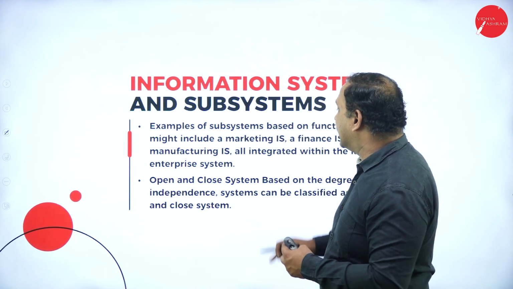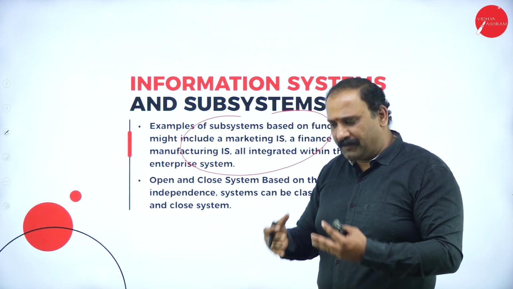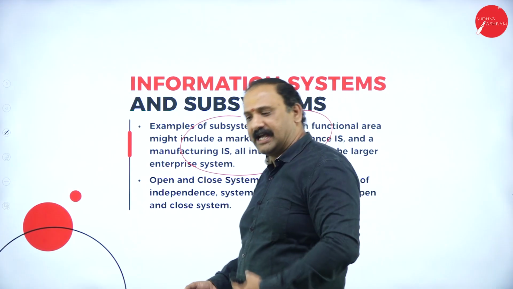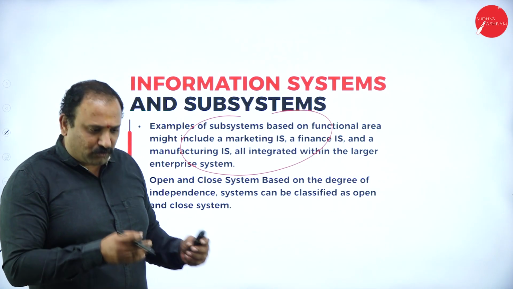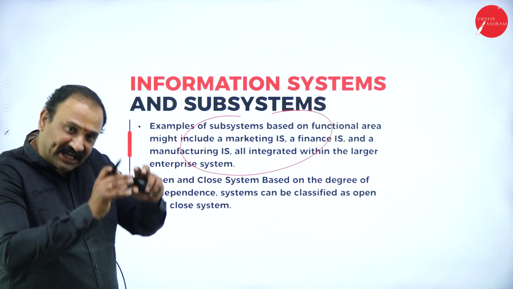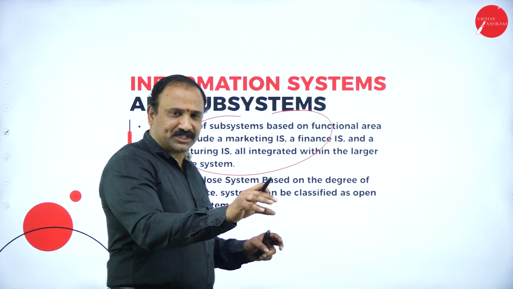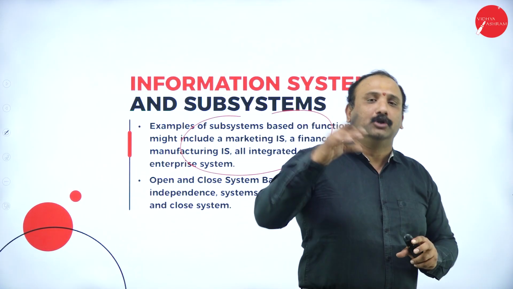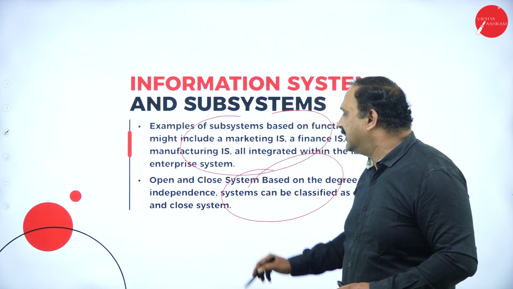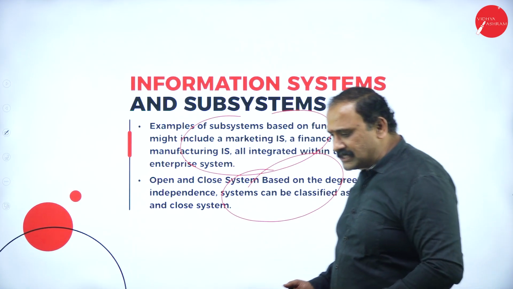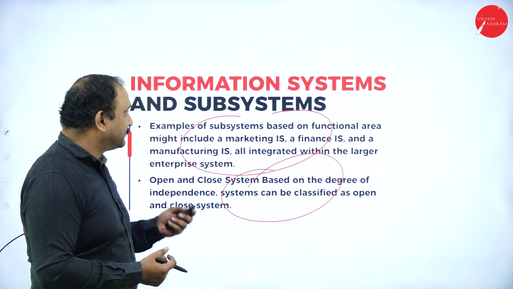The next one is the example of subsystems that are functional factors, which is used in marketing, or when we are talking about finance, sales, operations, business development, or supply chain. So you have subsystems inside the large information system, which is trying to help those sectors, those particular verticals, to grow. And all this open and closed based system on the degree of independence, again, it depends on how you want to use it and what kind of systems you are typically looking at.